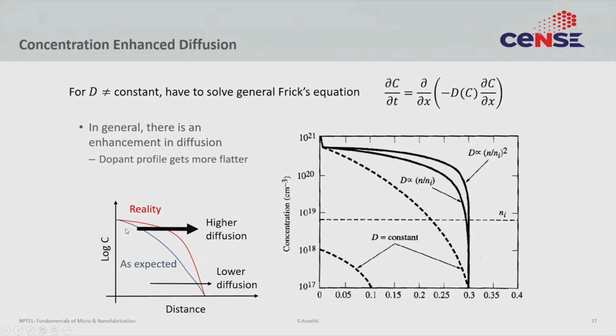So if, because of your error function or Gaussian profile, you were expecting this blue line, because diffusion is concentration dependent, you will have higher diffusion in areas of higher concentration. So you would essentially get the red line. In the red line you will have more diffusion in the area of higher concentration than the area of lower concentration. So your profile tends to be squarer than you expect. Instead of this slightly more blunt blue curve, you would get a sharper red curve.